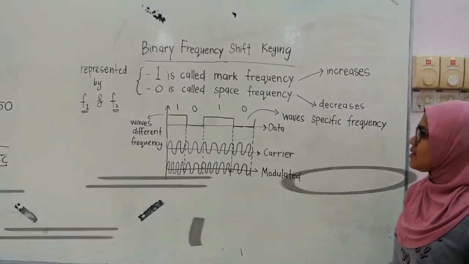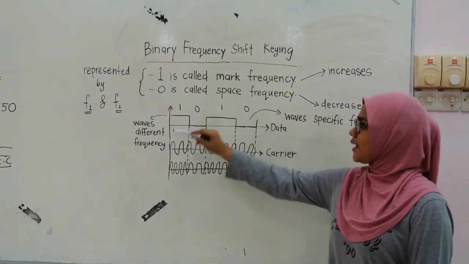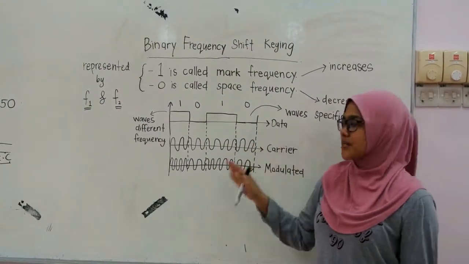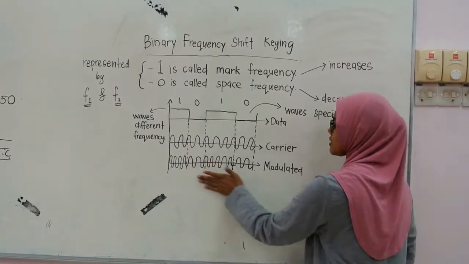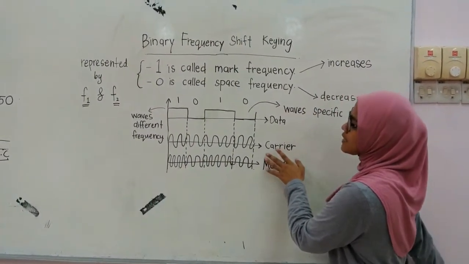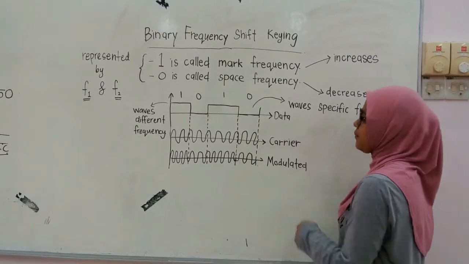This is the graph itself. The wave has different frequencies, but the amplitude and the phase remain constant. This is the carrier graph and this is the modulated graph.